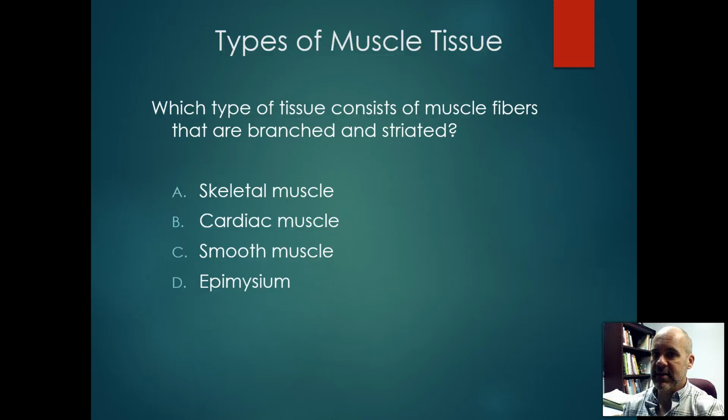It gives 2 of these types of tissues a striated appearance. And hopefully you're thinking skeletal and cardiac for that. Those are the 2 that are striated. But then only one of those 2 is branched. And by branched, that means that one muscle fiber will have a branch that leads off and connects to another muscle fiber. And so hopefully you're thinking B, cardiac muscle is branched and striated. Skeletal muscle is striated, but it's not branched. And smooth muscle is neither of those 2 things.